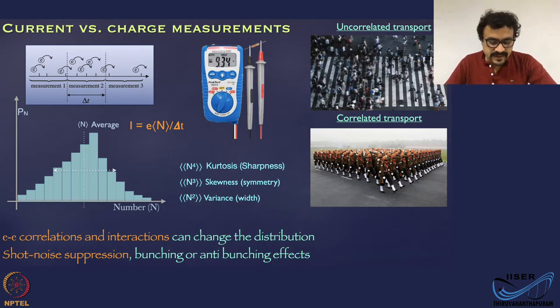Now, the current through the circuit basically consists of charges shuttling through the circuit in a discrete manner. And the finest unit of the charge is the electronic charge. So the current is given by the average number of charges traversing per unit time. The motion of the charge through the circuit has a statistics built into it.